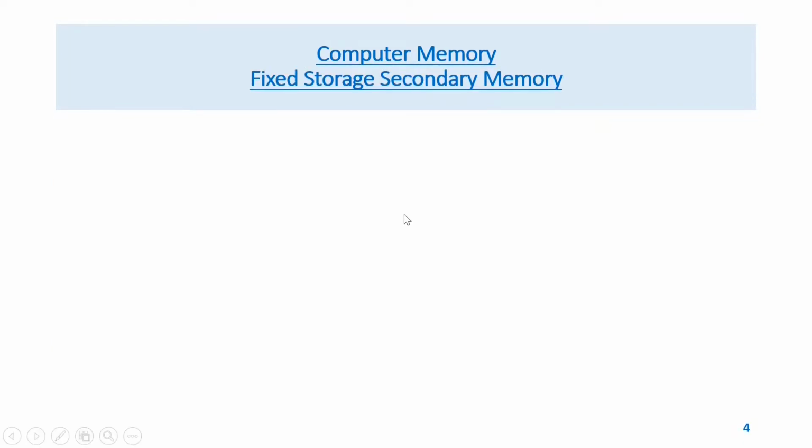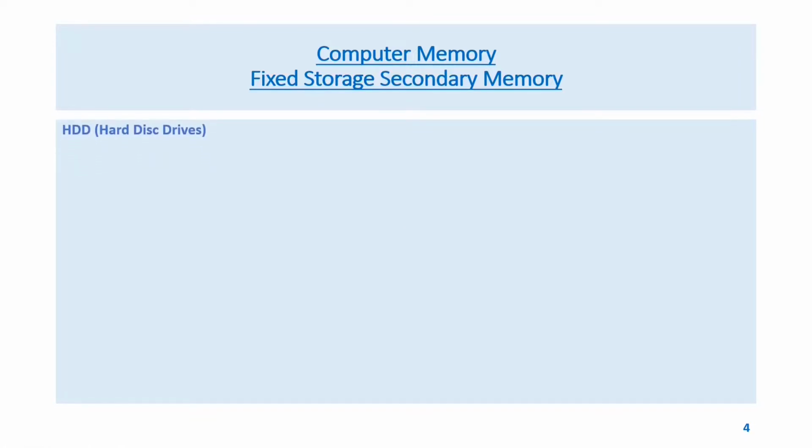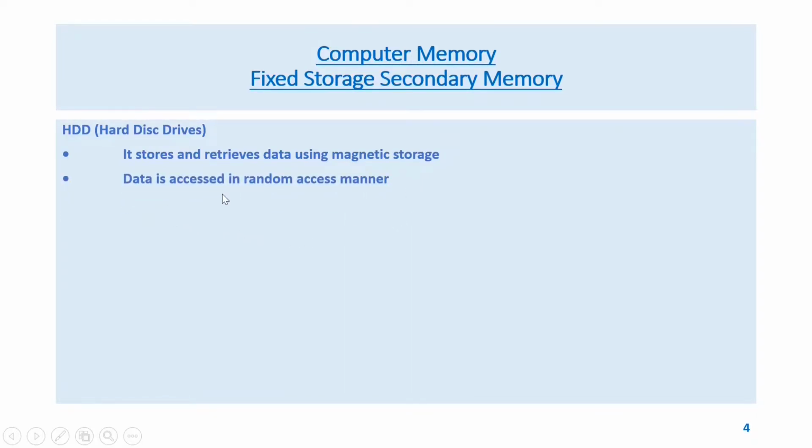Now let us look at fixed storage secondary memory. What comprises fixed storage secondary memory? Hard disk drives. A hard disk drive stores and retrieves data using magnetic storage. Data is accessed in a random access manner. Hard disk drives are non-volatile, based on read-write heads and spinning disks.